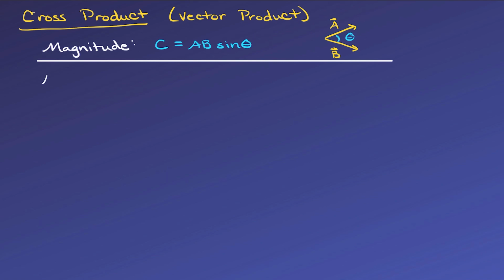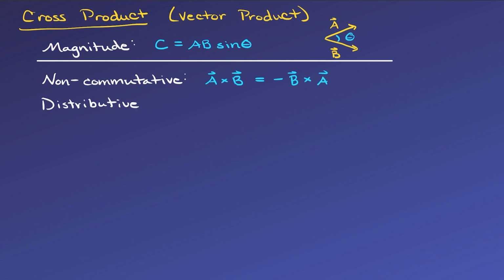I'll now go ahead and write some of the properties of the cross product. First, as we've already said, the cross product is non-commutative. It's actually anti-commutative, which mathematically means a cross b is equal to minus b cross a. It is also distributive. So if we have a cross the sum of two vectors b and c, this is equal to a cross b plus a cross c.